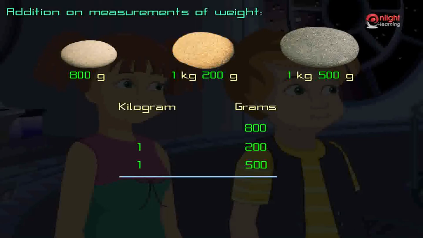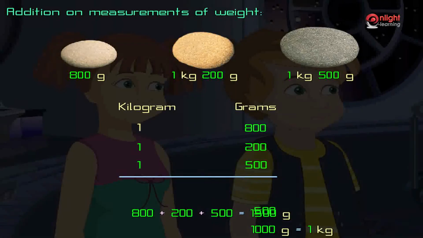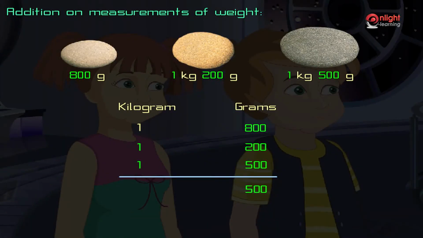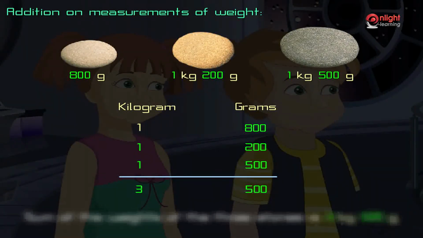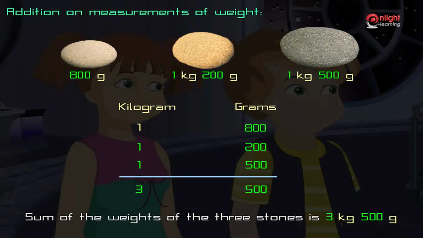After arranging as such, they are then added up like whole numbers, and starting from the right, 800 plus 200 plus 500 is equal to 1500 grams. Since 1000 grams is equal to 1 kilogram, we carry 1 to the left and keep 500 in the grams column. Now add all the numbers in the kilogram column. We get 1 plus 1 plus 1 is equal to 3. Thus, the solution is 3 kilograms and 500 grams.